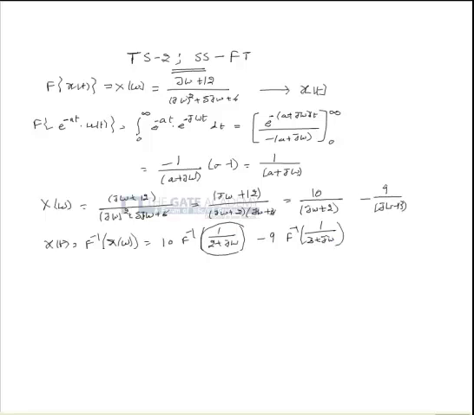We observe that the two terms circled are of the form 1 by (a plus j omega). But we know that Fourier transform of e power minus at u of t is 1 by (a plus j omega). Based on this, x of t can be written as 10 into e power minus 2t u of t minus 9 into e power minus 3t u of t. Hence, the correct option is D.